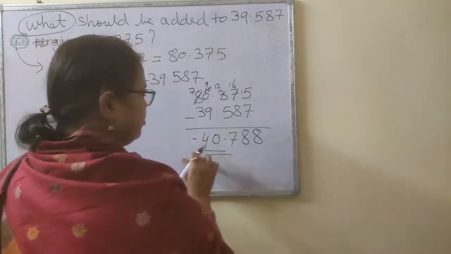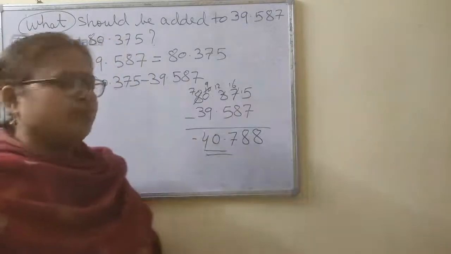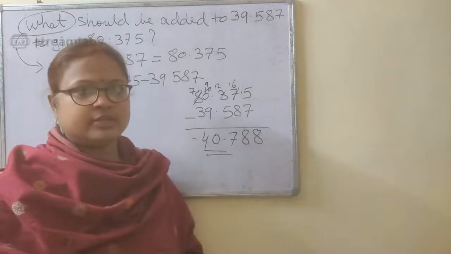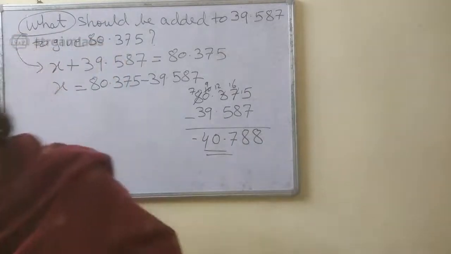So the answer will be what? The answer will be 40.788. Okay. Now the next question.